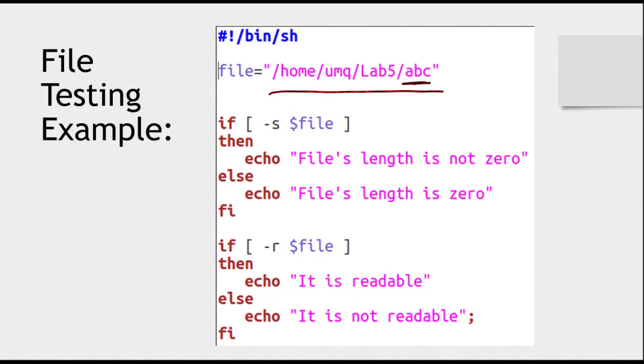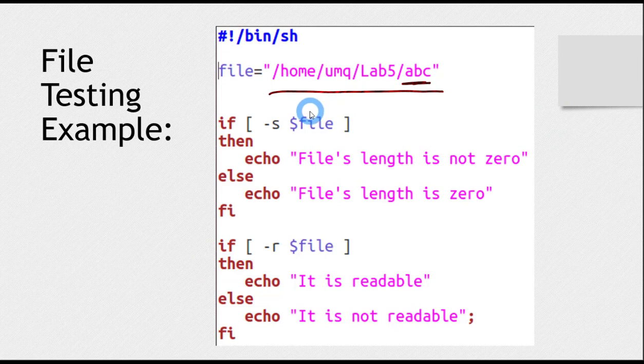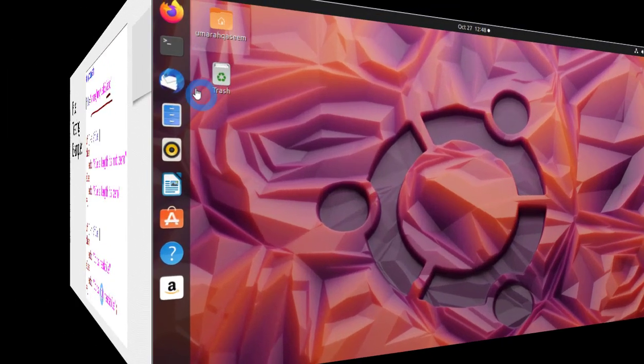-s, what was the condition for -s? -s was true if your file is not empty or is of non-zero size. That means it has something in it. So this statement will be true if the length of the file is not 0, right? If that is true, this is displayed here. If it is false, I have displayed that the file length is 0. Similarly, -r was there if the file has reading permissions. So if this statement is true, it means the file is readable, and that I have printed. If it is not readable, I have printed that in the else statement.